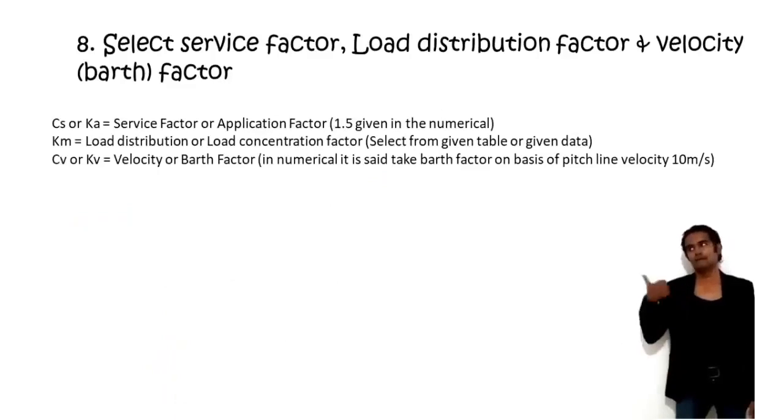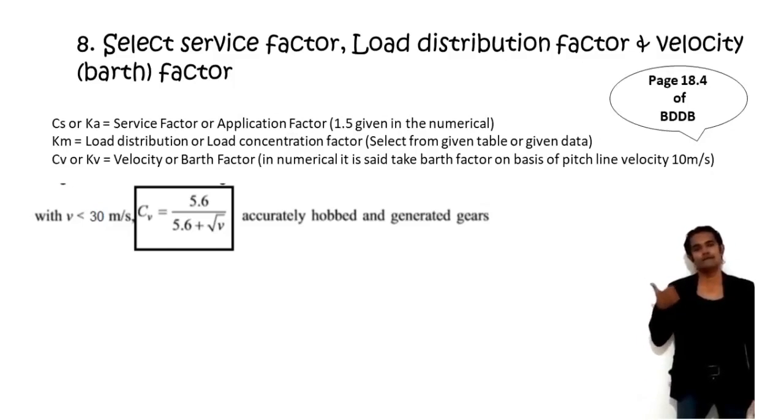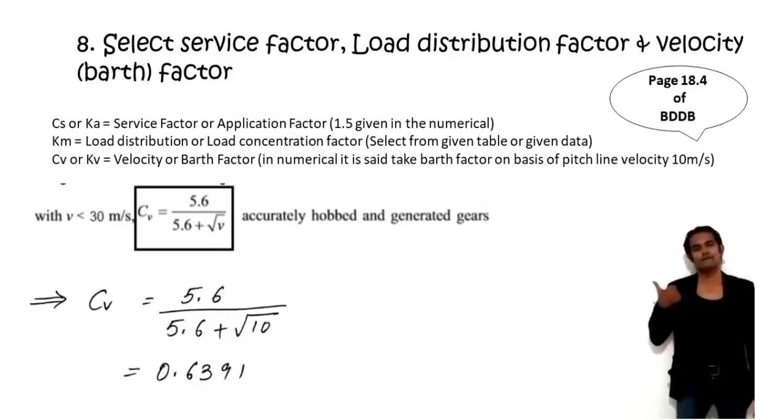Next, CS or KA is given, which is 1.5, and in the numerical it is said, for assumption of Barth factor, assume it on the basis of pitch line velocity 10 meter per second. Now you can see velocity, if it is less than 30 meter per second, which is here 10 meter per second, then we have to take CV as 5.6 upon 5.6 plus under root V. So if I put down the value of pitch line velocity V as 10, I'm going to get CV as 0.6391.